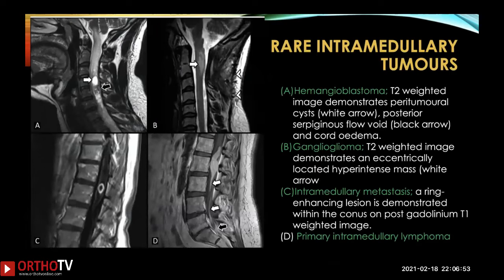Other rare ones which you see are hemangioblastoma, at A on top. The second is the ganglioglioma, intramedullary metastasis you can see in part C, and D is the primary intramedullary lymphoma. So these are different tumors which you can see of the intramedullary type also.